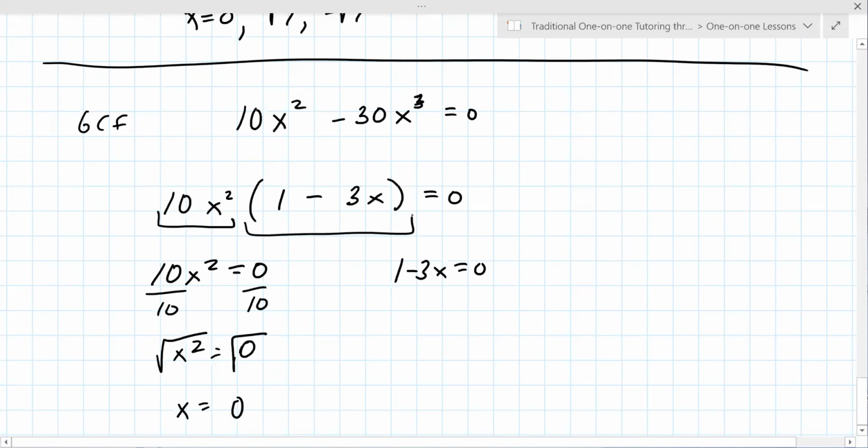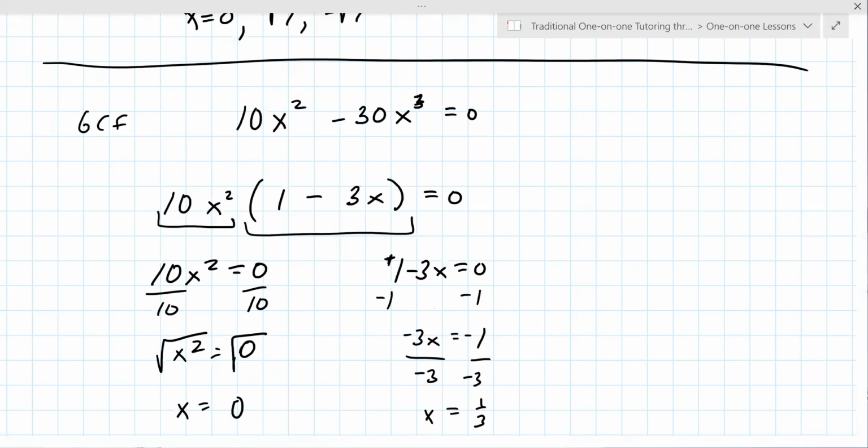And then, okay, so then 1 minus 3x equals 0, you'd subtract 1. And then minus 3x equals -1. Divide by -3. Then you get x equals, oh, two negatives make a positive, 1/3. Yes. Okay.